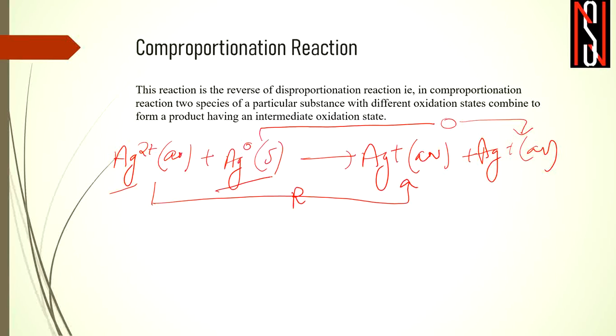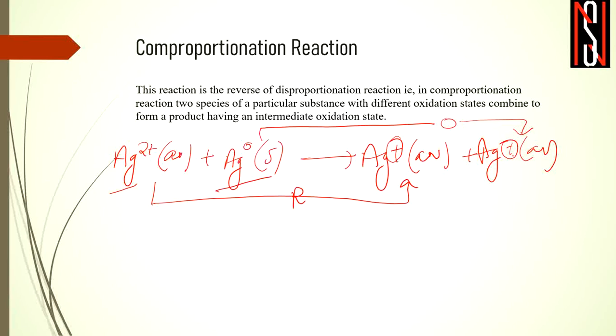Now these two oxidation states of silver are actually reacting with each other to give an intermediate oxidation state, that is +1, and this +1 actually lies in between +2 and 0. So this is basically the actual definition of a comproportionation reaction, that is the reaction of two species of a particular substance with different oxidation states combining with each other to give a product which is having an intermediate oxidation state. Okay, in this case also the same substance is acting as an oxidizing agent and acting as a reducing agent in the same reaction.